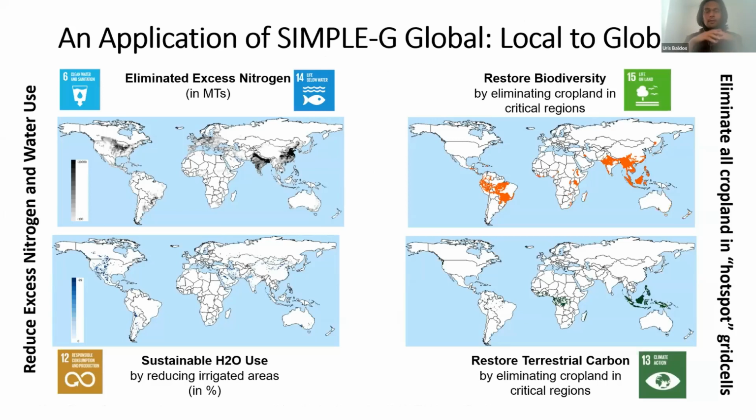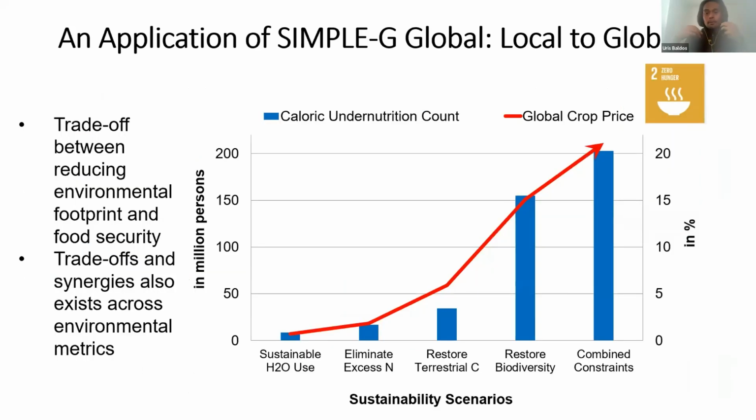Then I think I'm going to conclude this talk by looking at examples of the applications of SIMPLE-G. Here we're looking at 4 constraints in agricultural production. We're thinking of reducing excess nitrogen, reducing water use in irrigated areas, and also reducing cropland use for biodiversity purposes. Let's say a particular patch of land is currently used in agriculture. What if you don't use that and let it go to the natural land cover, so you'll have more terrestrial carbon accumulation and biodiversity? What would happen?